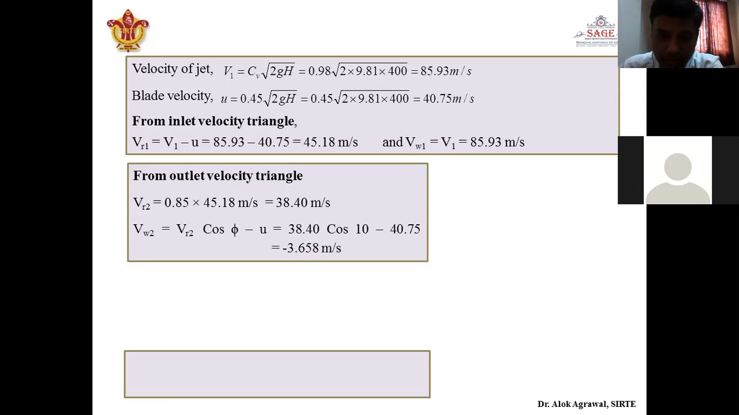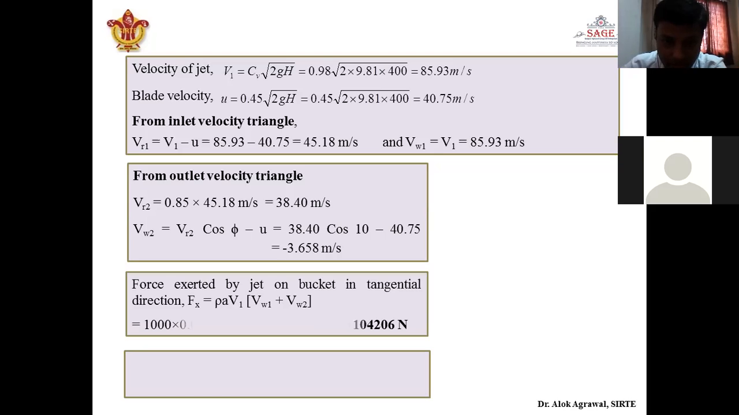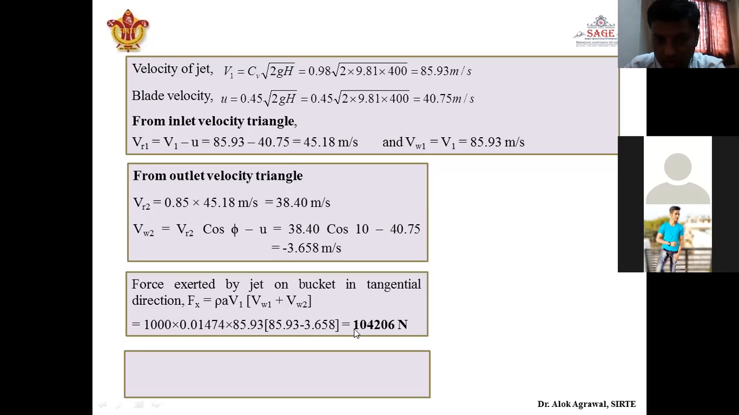VW2 is minus 3.658, so we have to put it in the formula with the minus sign. In the formula of force exerted, the plus sign with VW2 will become a minus sign. So we get 1000 into area. We have already calculated the area of jet, and V1 is calculated. Now VW1 minus VW2. So we get force exerted by the jet as 104206 Newton.